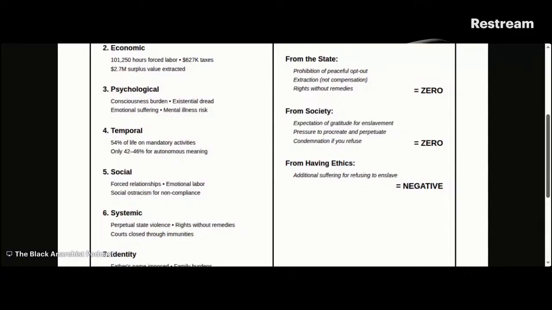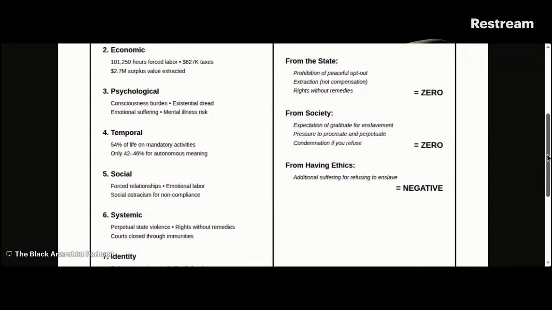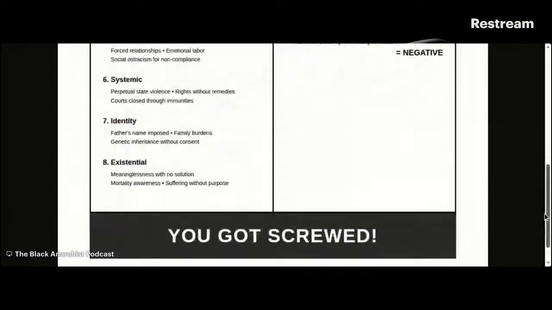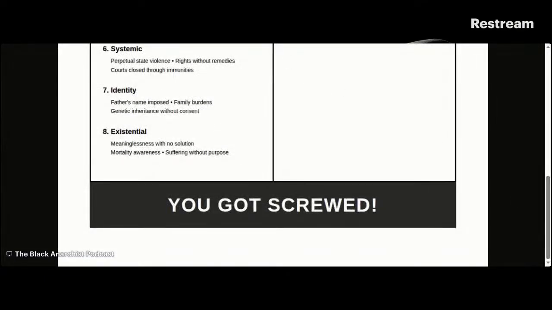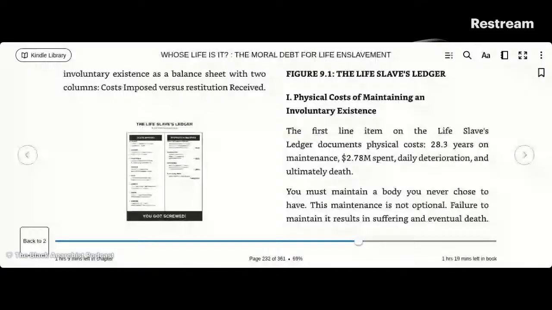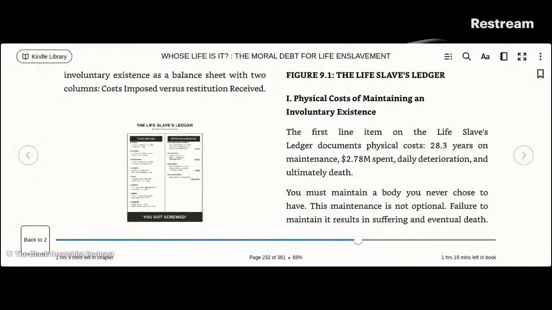Having ethics: additional suffering for refusing to enslave. This is a negative cost. So at the bottom of the ledger, it says you got screwed. Now, let me go back to chapter 9 because I just wanted to zoom in so y'all could actually see it. And then this breaks down how I came up with those numbers.